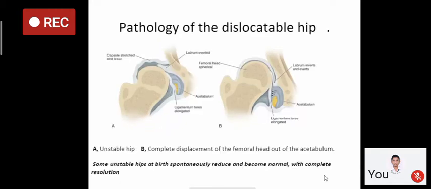Now, continuous laxity, this labrum has everted, so there is no resistance for the upward movement, and the acetabular depth is decreased by the hypertrophic ligamentum teres, and it goes out of the socket, and now it comes to lie above the acetabulum, and there is this complete dislocation. Unstable hip at birth spontaneously reduces and becomes normal with complete resolution. This is unstable hip, and this is completely dislocated.